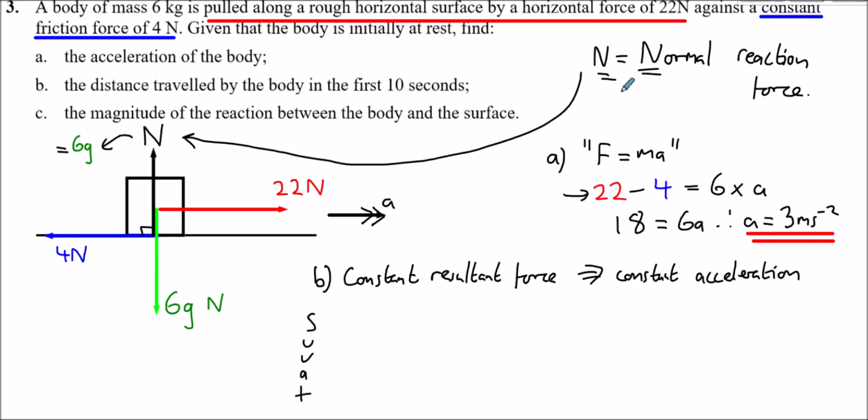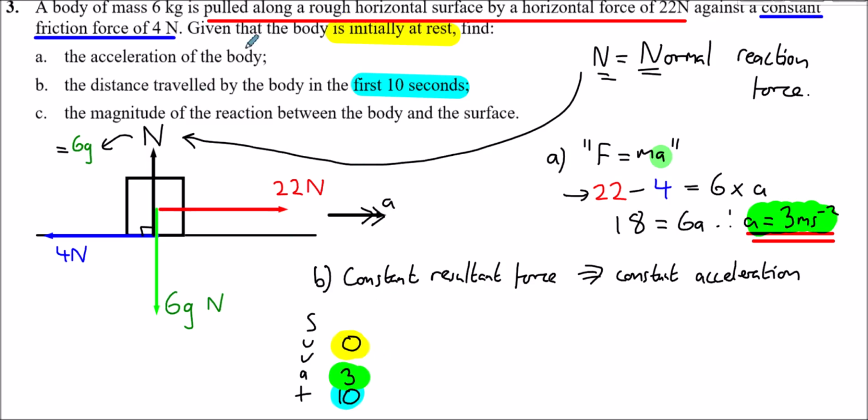So what we're told here is that the body is initially at rest. That means its initial velocity, u, is 0. We want to know how far it travels in the first 10 seconds. 10 seconds is a measure of time, so t we're going to use is 10. We know from part A what the acceleration is. The acceleration is 3 meters per second squared, so we can fill in that a is 3.